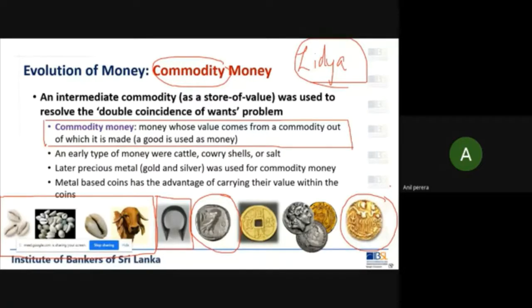Have you ever visited the museum? Students, have you ever visited a museum in Sri Lanka? Yes, sir. The gold. Yes, sir. Yes, okay. Have you ever seen this coin?